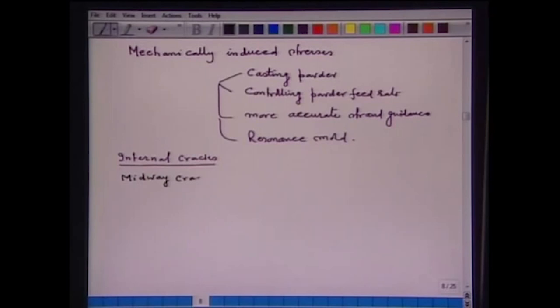Midway cracks. The cause of its formation is the spray reheating, or below spray chamber. What does it mean? It is the distance between the two sprays that is important, where the strand is moving out of contact with water.